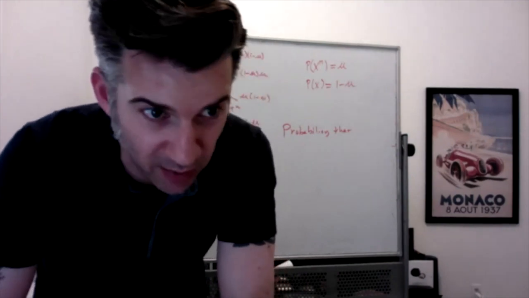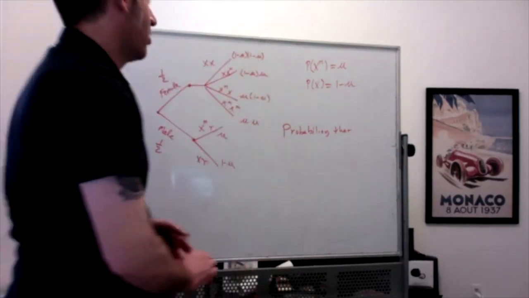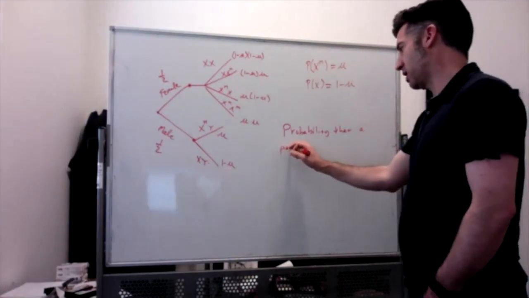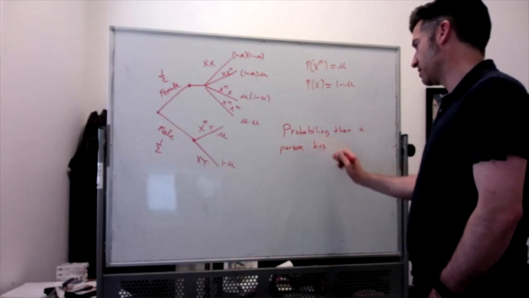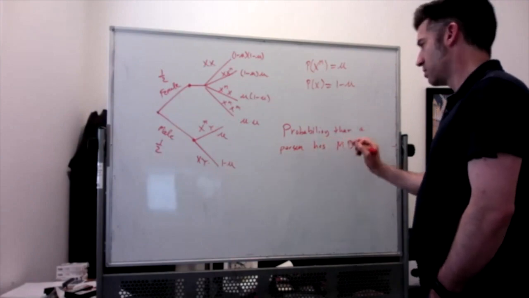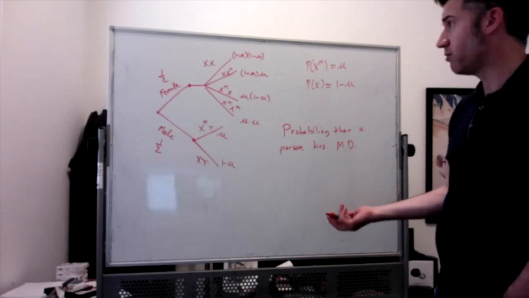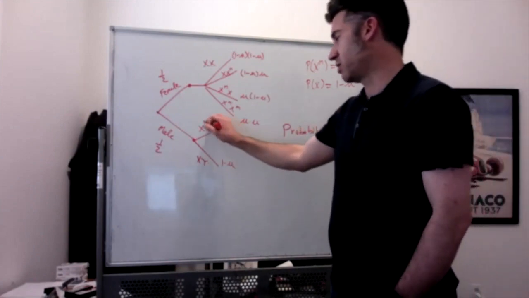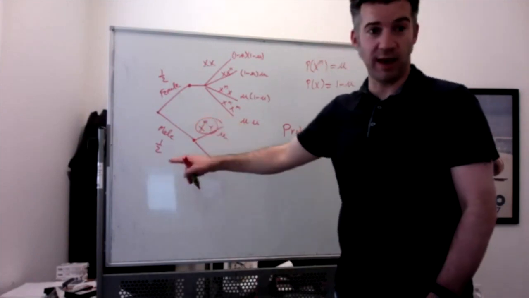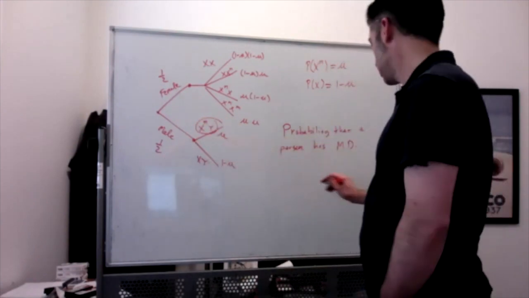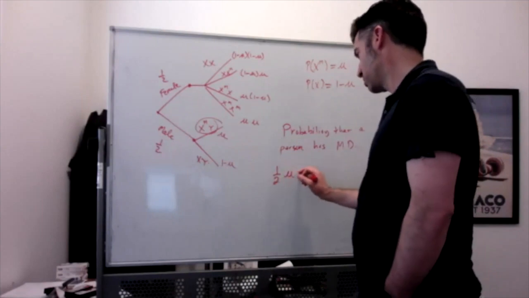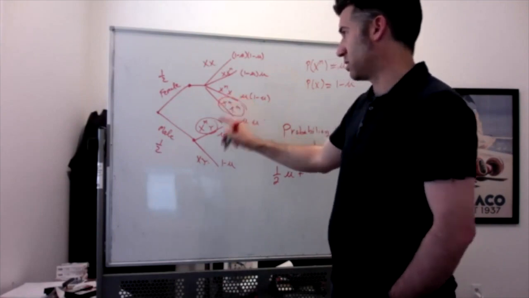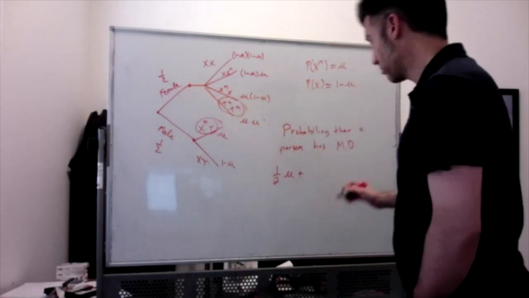Well, yeah. So actually, Ethan, we're going to talk about that right now. What's the probability that a kid has muscular dystrophy? Well, it's going to be all the ways of having muscular dystrophy. So let's see. There's this one here, and the probability of getting that is going to be 1/2 times mu, plus this one here, which is going to be 1/2 times mu squared.